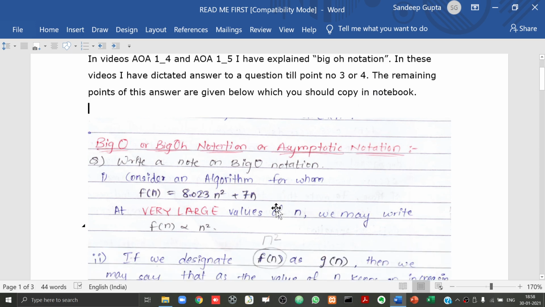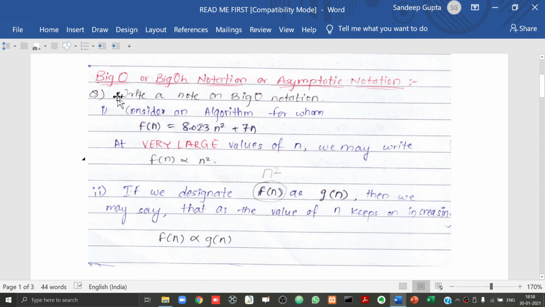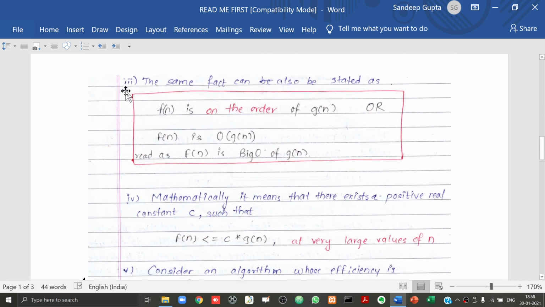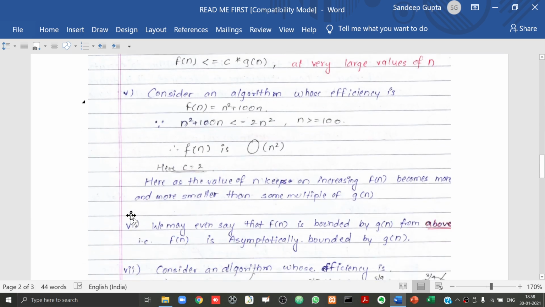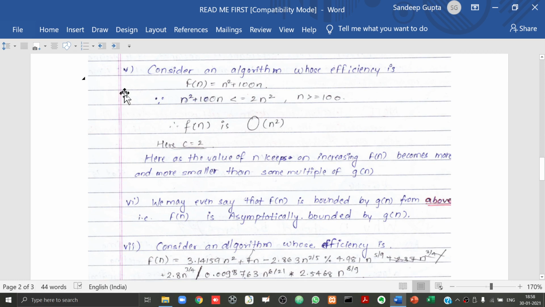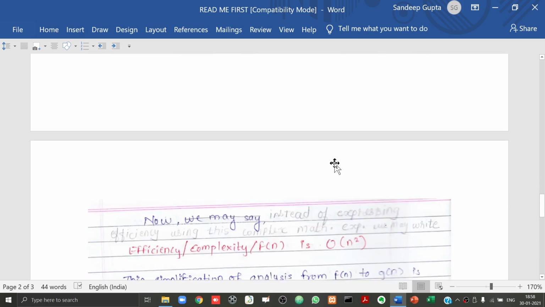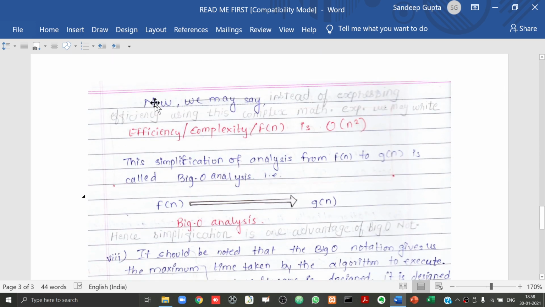All right. So the topic starts over here. This is the question: write a note on big O notation. Point number 1, point number 2, then point number 3, point number 4, then point number 5, point number 6, point number 7. Point number 7 is not yet over. It continues from here and then starts again from here.